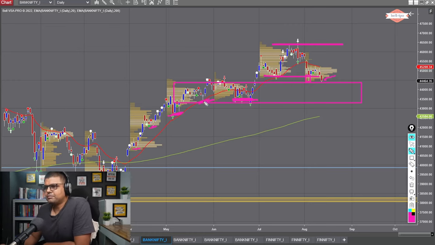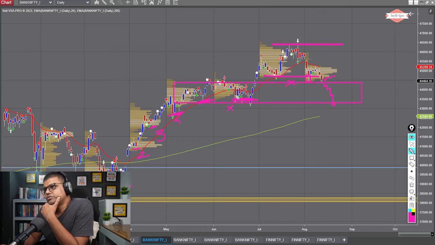Now what is happening here? Most of the swing lows were never visited. 1, 2, 3, 4. This was visited. Not good. This again is getting visited. Not good. What it tells me is that buyers are not as strong now as they were earlier. They are letting the market fall a little bit too much. Twice it has happened. There is a likelihood we will come and test this.